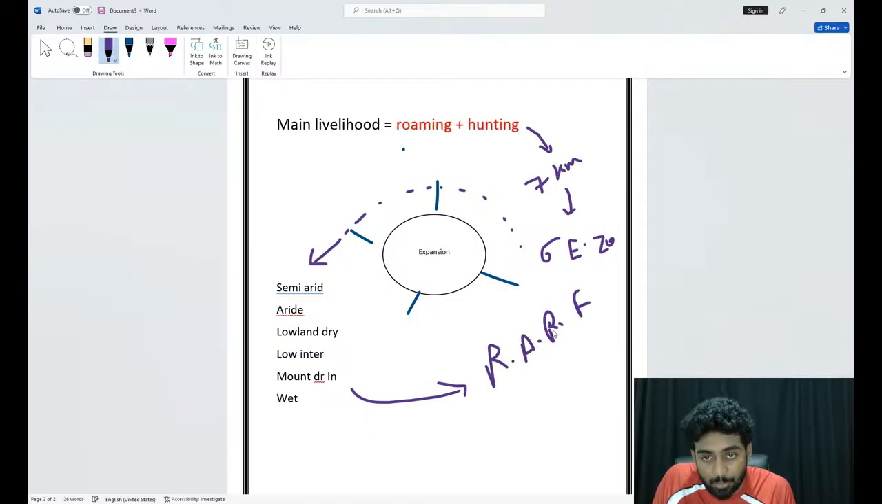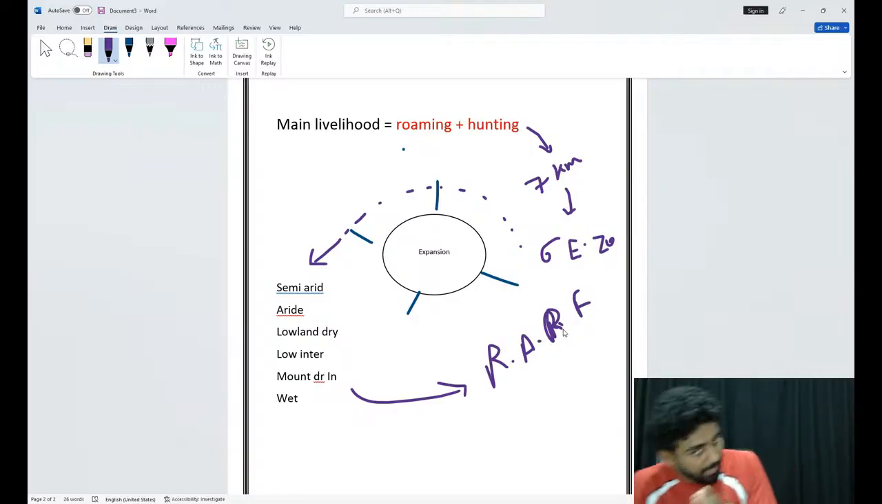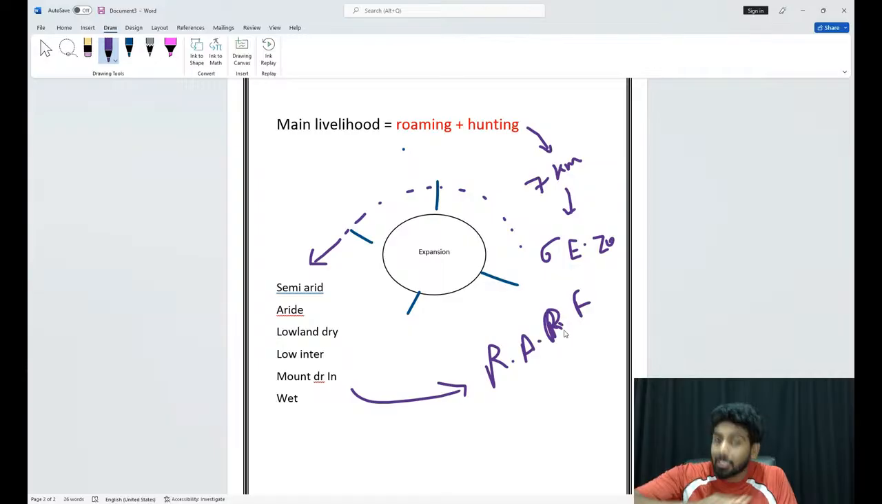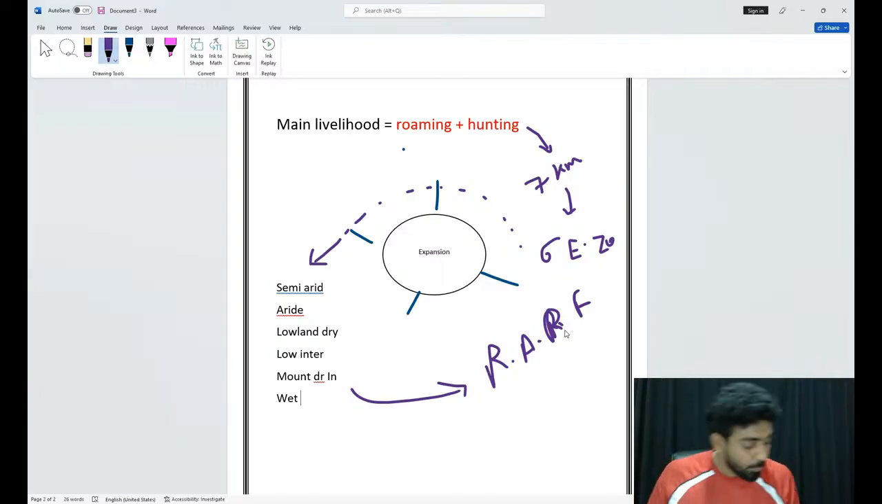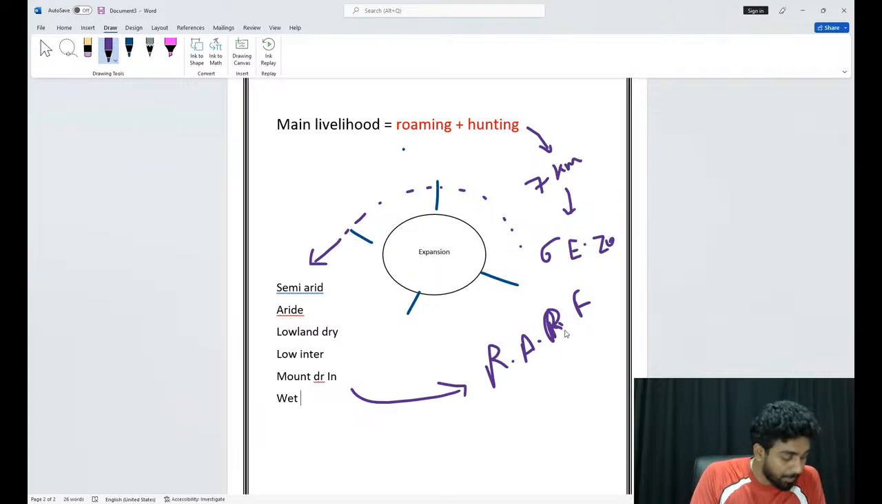We gave you a lovely tute, a super note that I have given to you, so keep studying this. In prehistory, their main livelihood was roaming and hunting. They had expanded in six environmental zones, and they walked 7 kilometers per day. The main feature which affected the expansion of prehistoric man in the six environmental zones is annual rainfall, the rate of annual rainfall. Exactly correct.